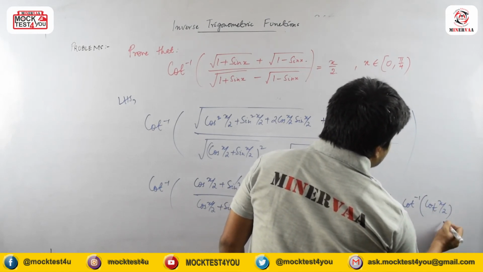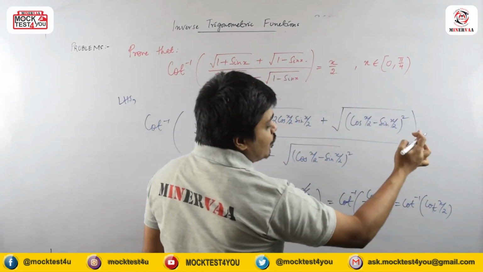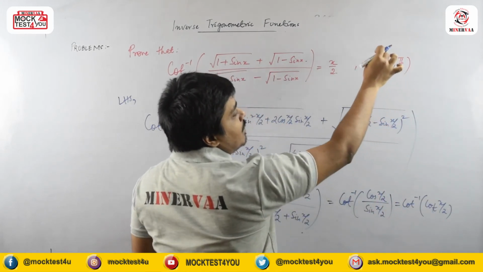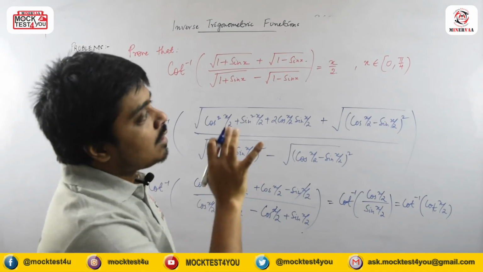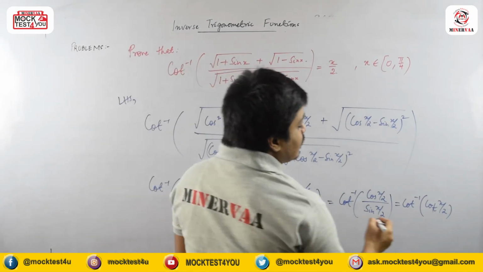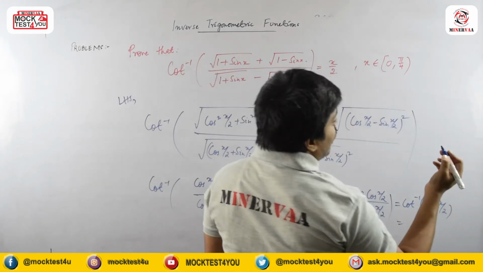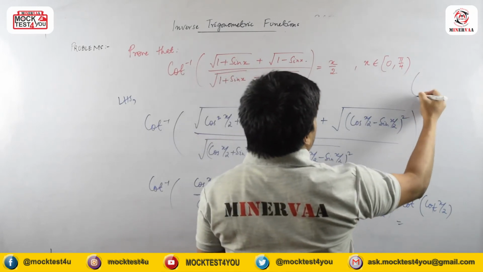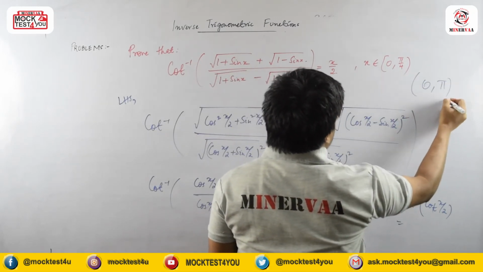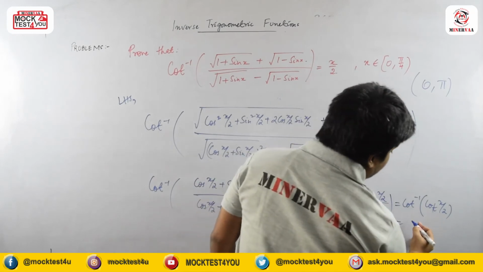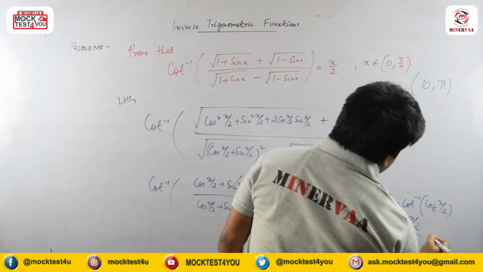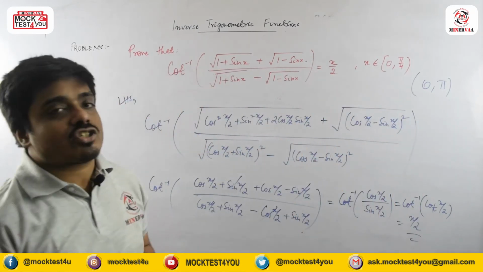x by 2. So what we have, cot inverse and cot will go away because 0 to pi by 4, it is within the principal value branch of cot. I hope everybody knows what the principal value branch of cot is, that is 0 to pi. So what we have in here is x by 2. And that is how we prove this question.